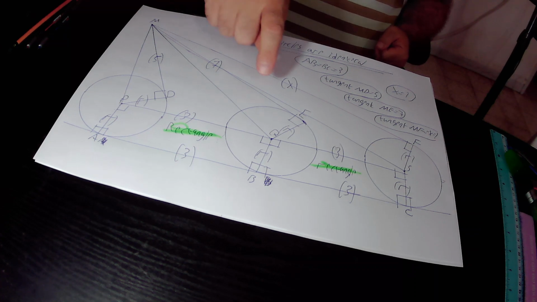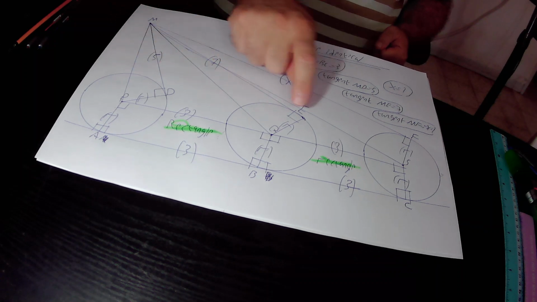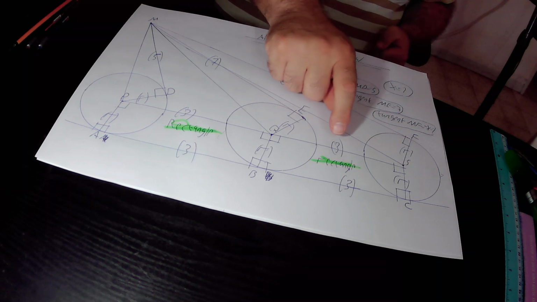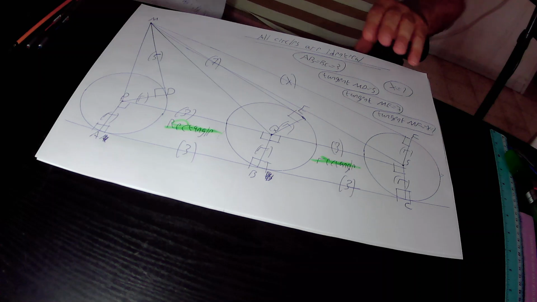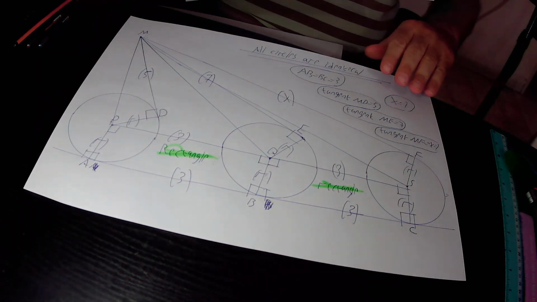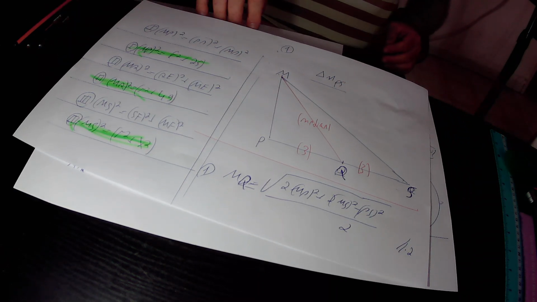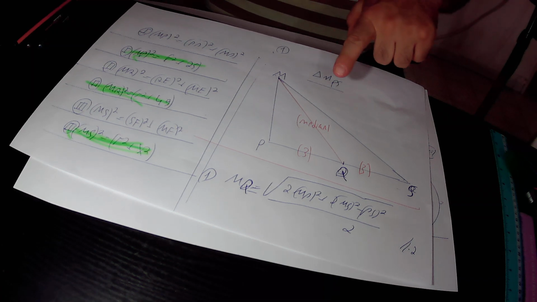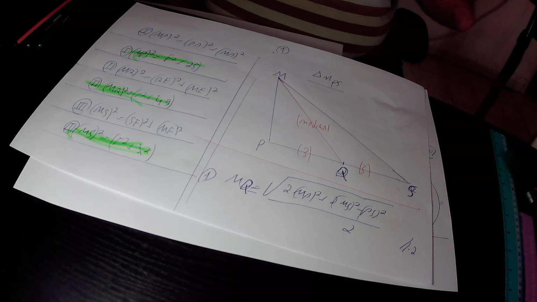Actually, MQ divides side PS into 2 halves. The first half is PQ, this is equal to 3 units, and the second half is QS, this is also equal to 3 units in its length. So actually, this is triangle PMS that I called from the original domain. We have here MQ defined as the median of this triangle MPS.